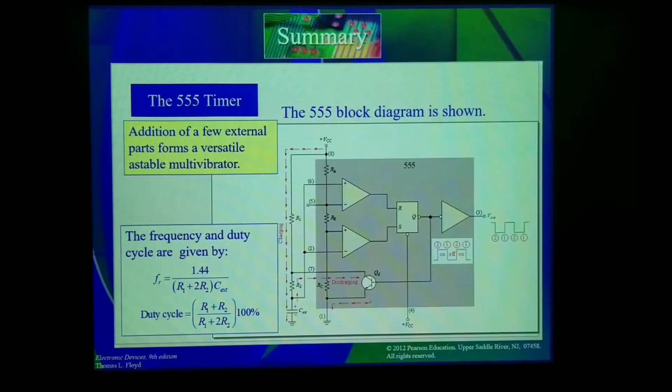Now the 555 timer is called that because it has three 5K ohm resistors built into the chip. And so it would be a 555 timer.